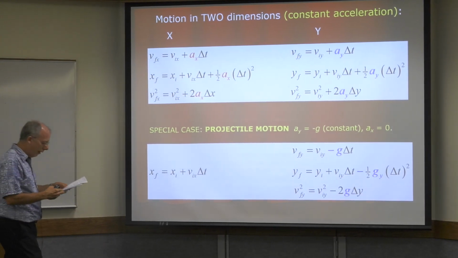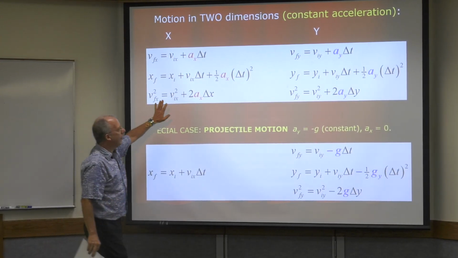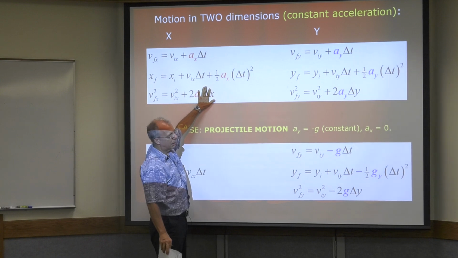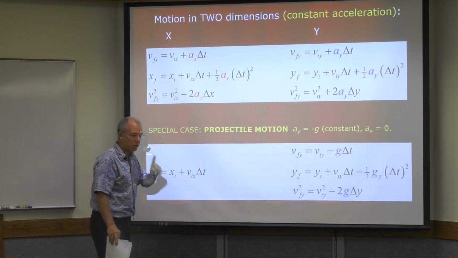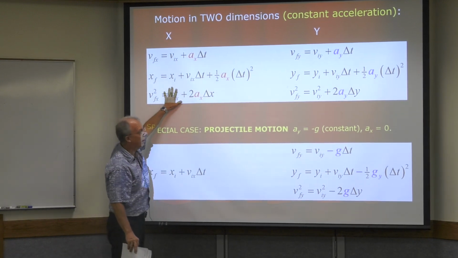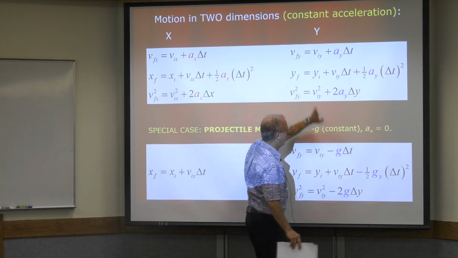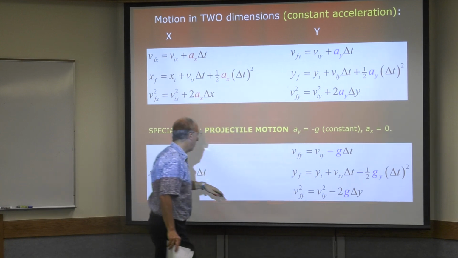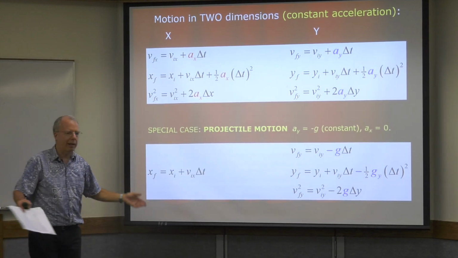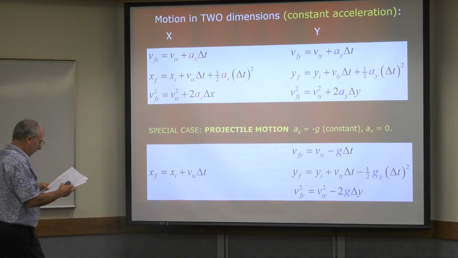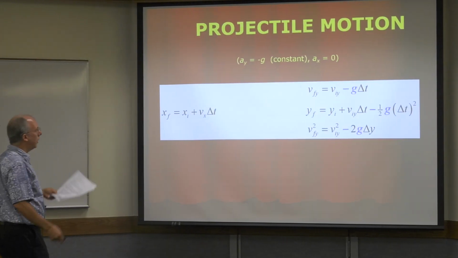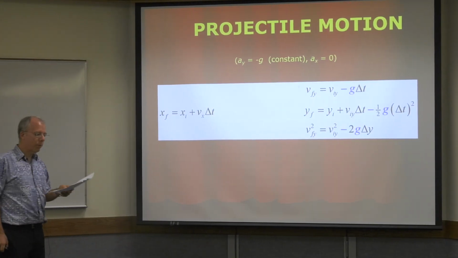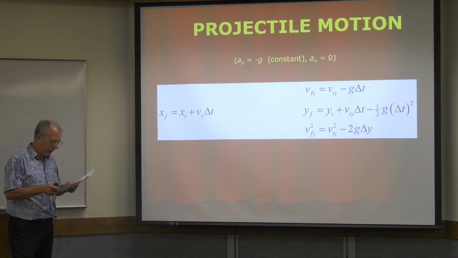So instead of having 6 equations for projectile motion, which is a special case of this, right? I mean, this is always true. But for projectile motion, where we have this situation, we have our 4 equations. So not so bad. Okay, now, so there you go. Those are the projectile motion equations.